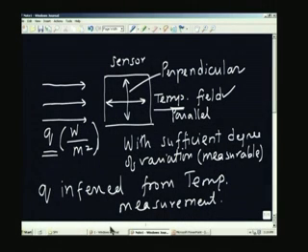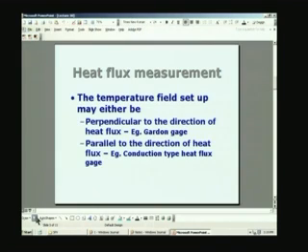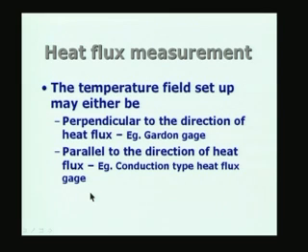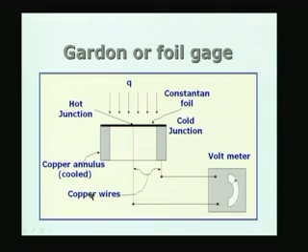So, let us go back to the presentation where I have shown a simple Gardon or foil type gauge, and I have indicated schematically the basic idea of the sensor. So, the sensor actually consists of, you can see here, a foil, and that is why it is called the foil gauge. Foil means a thin material in the form of a thin sheet, which is called a foil.